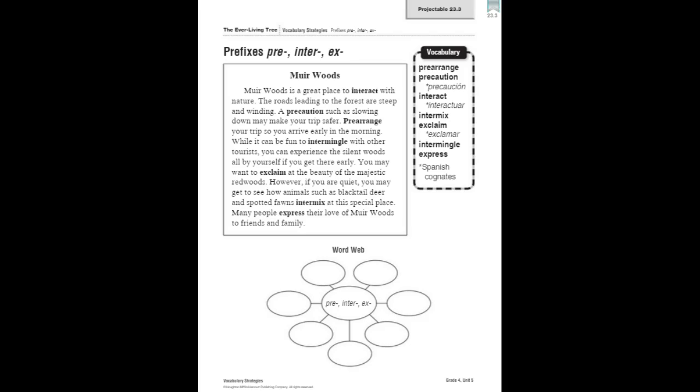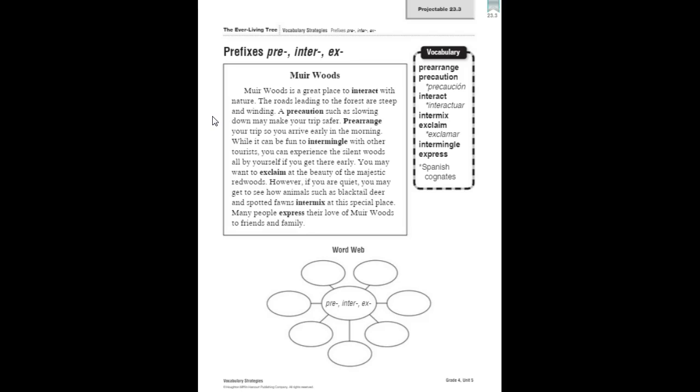Now let's read Muir Woods. Muir Woods is a great place to interact with nature. The roads leading to the forest are steep and winding. A precaution such as slowing down may make your trip safer. Prearrange your trip so you arrive early in the morning. While it can be fun to intermingle with other tourists, you can experience the silent woods all by yourself if you get there early. You may want to exclaim at the beauty of the majestic redwoods. However, if you are quiet, you may get to see how animals such as black-tailed deer and spotted fawns intermix at this special place. Many people express their love of Muir Woods to friends and family.